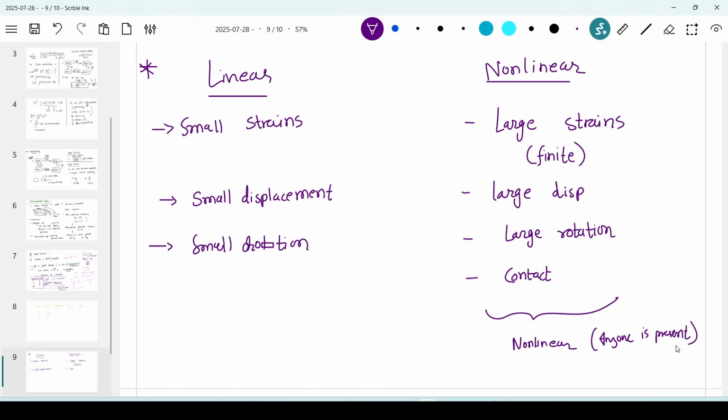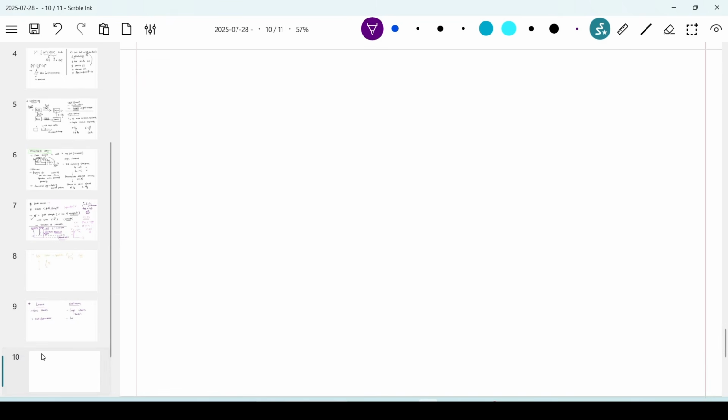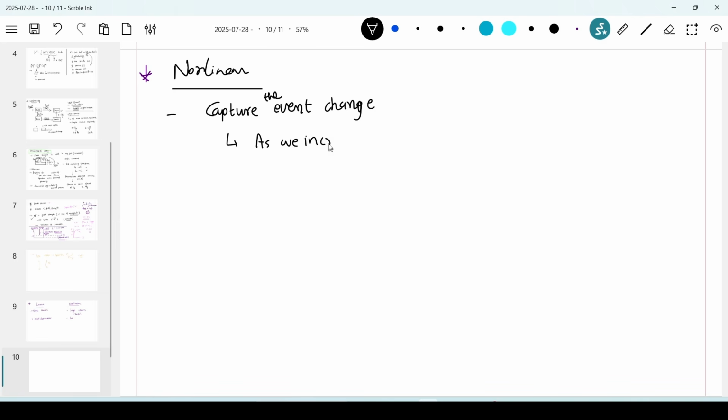So let's move to the non-linear analysis. How to solve that? In non-linear, we need to first capture that event that is changing. We have to capture the event change as we increase the load.